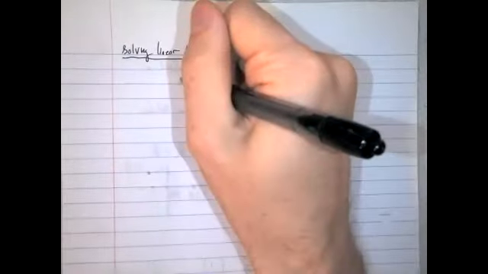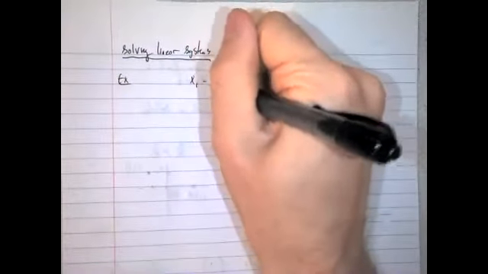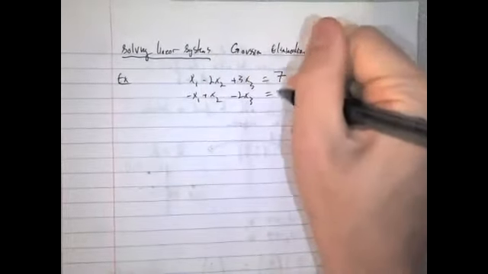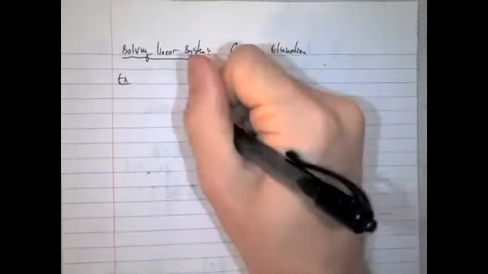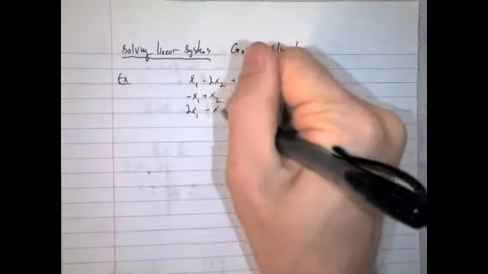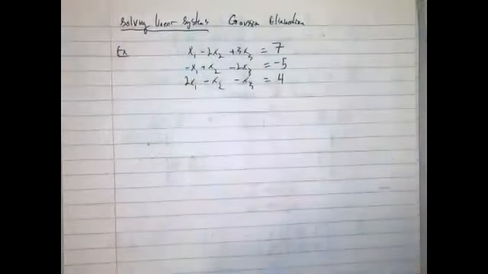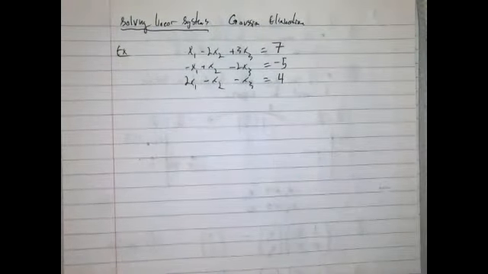What we're going to do is write down a particular linear system. So I'm going to do an example. x1 minus 2x2 plus 3x3 is equal to 7. Negative x1 plus x2 minus 2x3 is equal to negative 5. And then 2x1 minus x2 minus x3 is equal to 4. So this is some linear system.